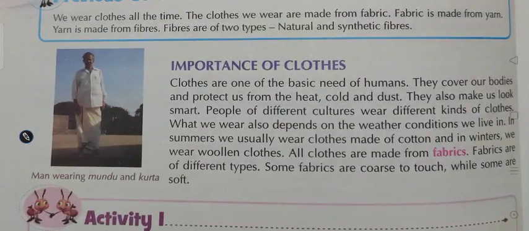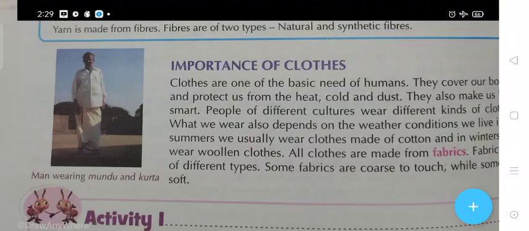So students, the importance of clothes. What is the importance, why do we wear clothes, and what is the specialty of clothes? Clothes are one of the basic needs of humans. They cover our body and protect us from heat, cold, and dust. They also make us look smart, and people of different cultures wear different kinds of clothes. What we wear also depends on the weather conditions where we live. In summer we usually wear clothes made of cotton, and in winter we wear woolen clothes. All clothes are made from fabrics, and fabrics are of different types. Some fabrics are rough to touch while some are soft.